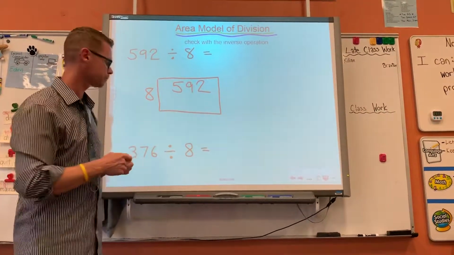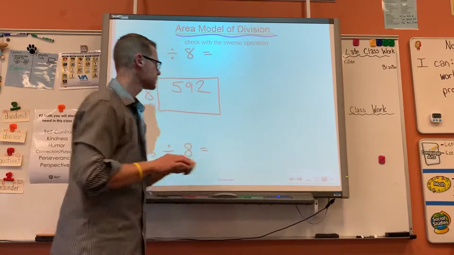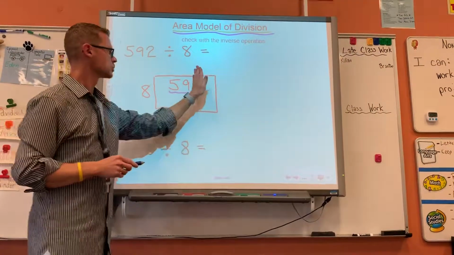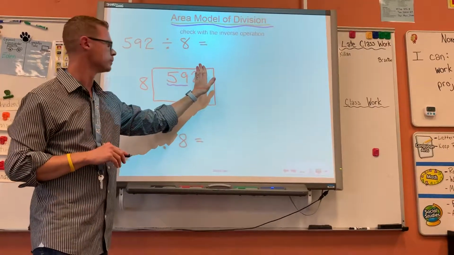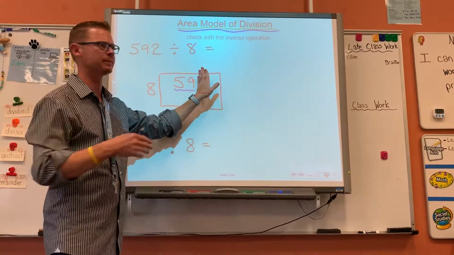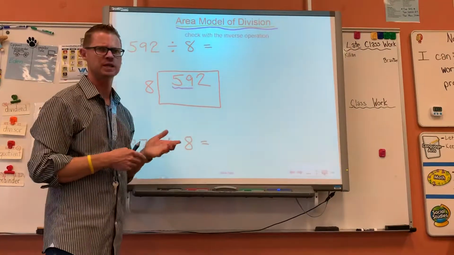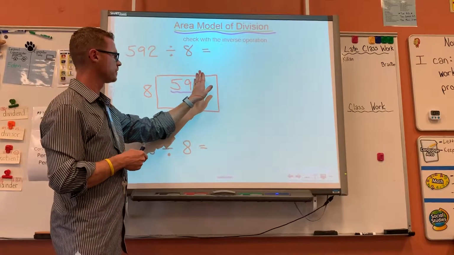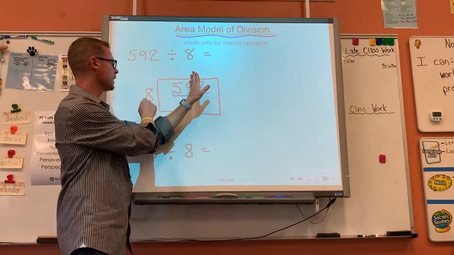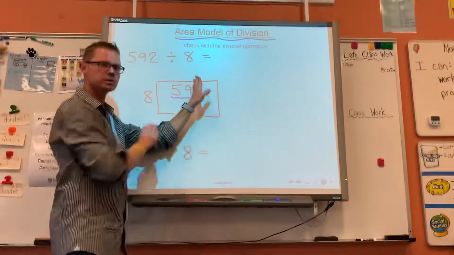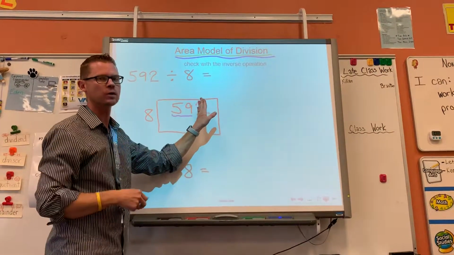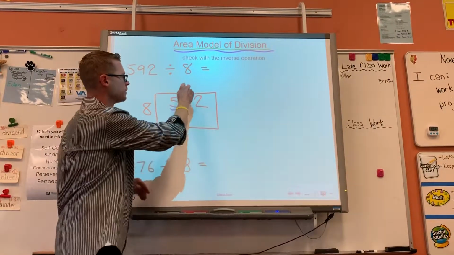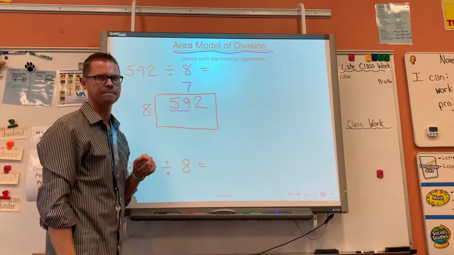We start this process by looking at the first 2 digits only. Try to just block out or cover that 2, because it's kind of overwhelming thinking about 8 times something is 592. I can't do that, so let's make our life easy. Now we're looking at the 59. We have to think, 8 times what will give me close to 59 without going over? I know 8 times 7 is 56, so I'm going to put my 7 above my 59.